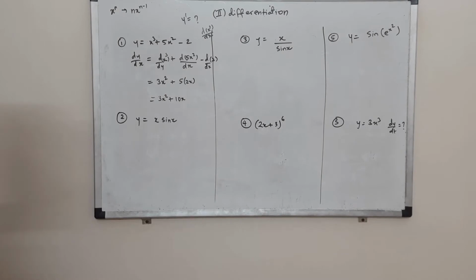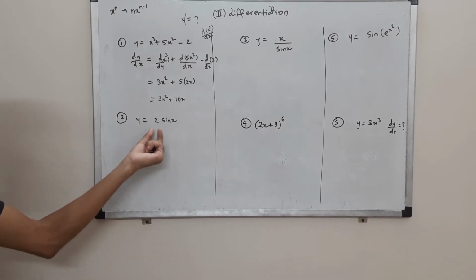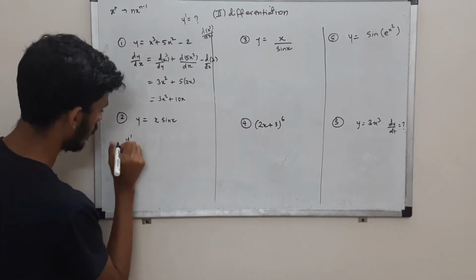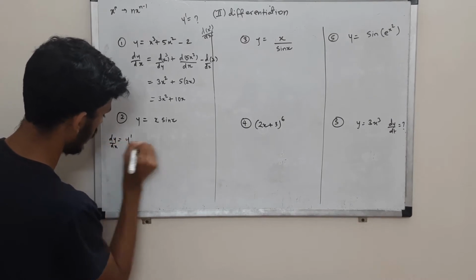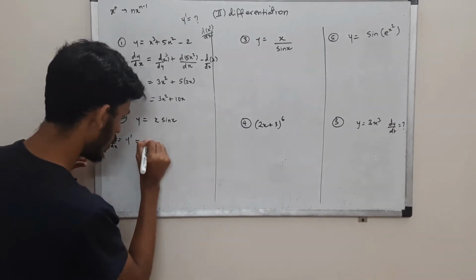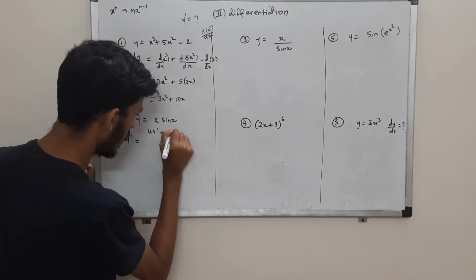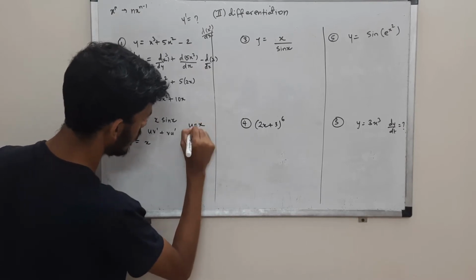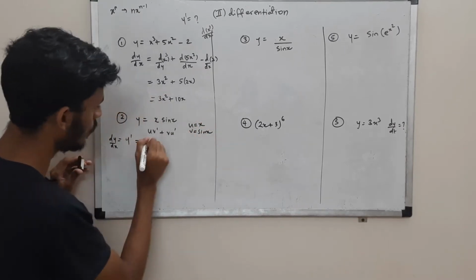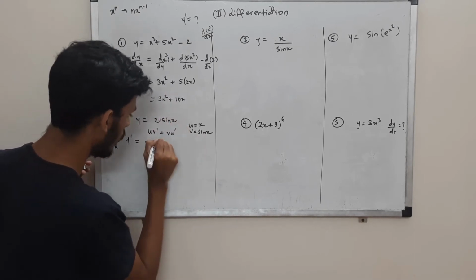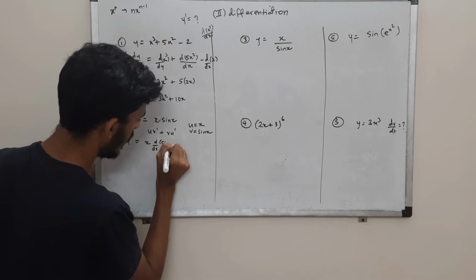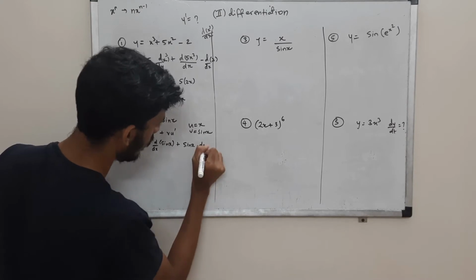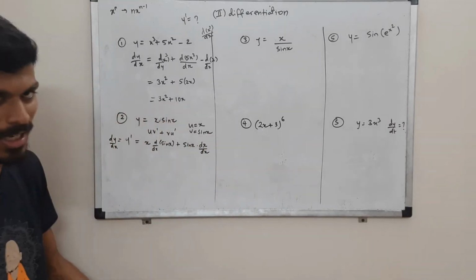Here you will have to use the product rule, the uv rule. So u into v, you can see two functions: u into derivative of v plus v into derivative of u. So y dash will be just dy by dx. So u is your x, v is sin x. So u into derivative of sin x, plus v, which is sin x, into derivative of u. The derivative of x is dx by dx, which is 1.